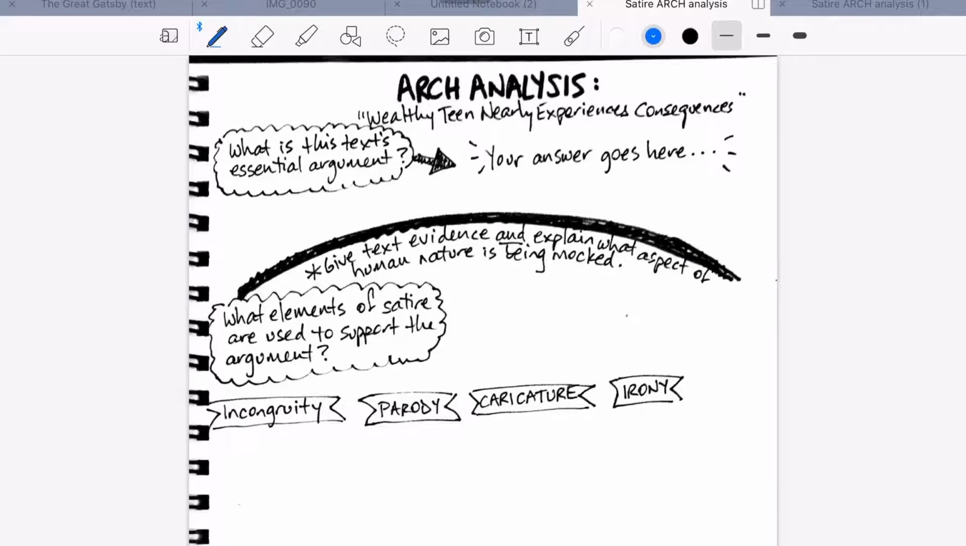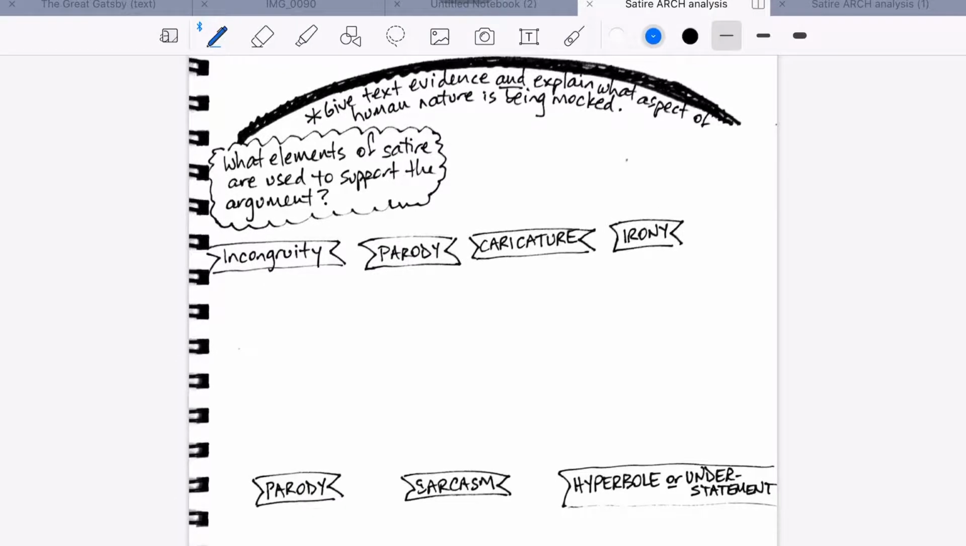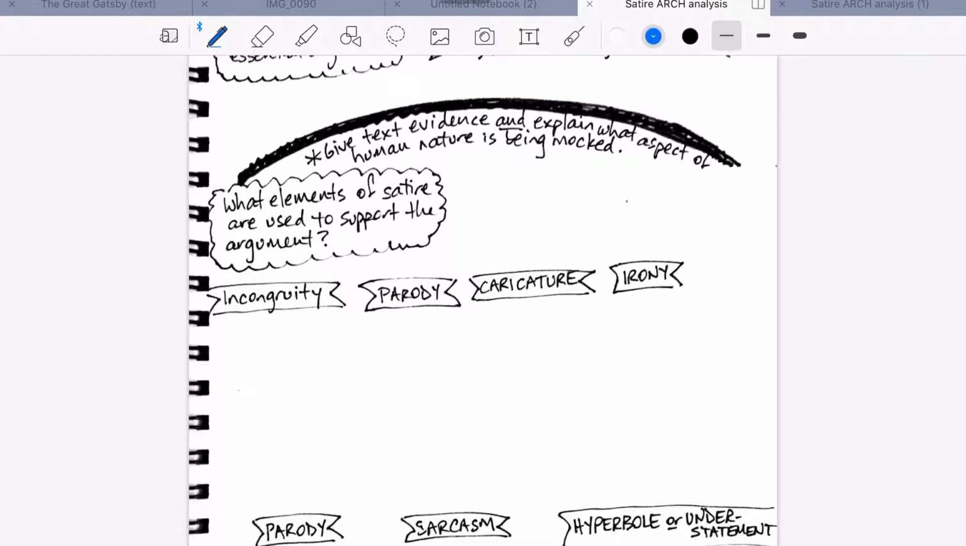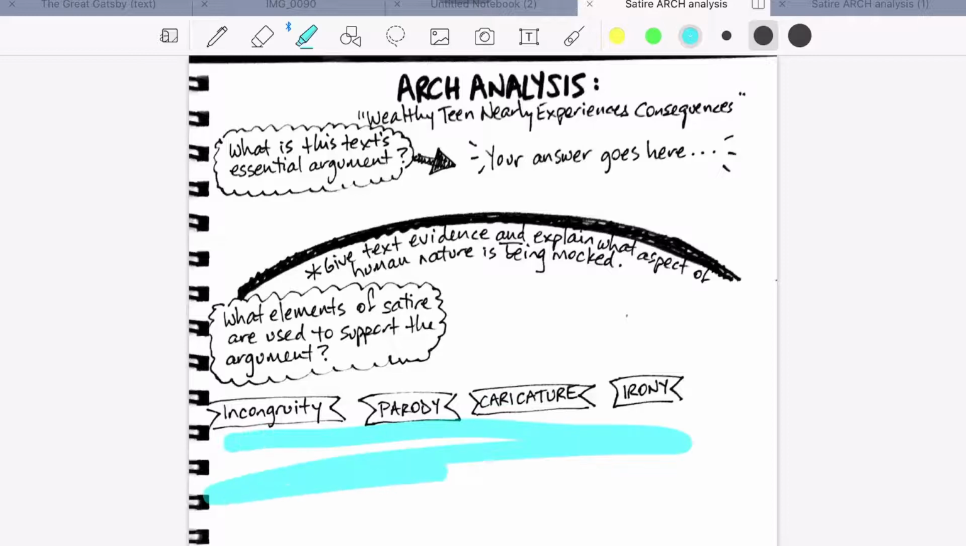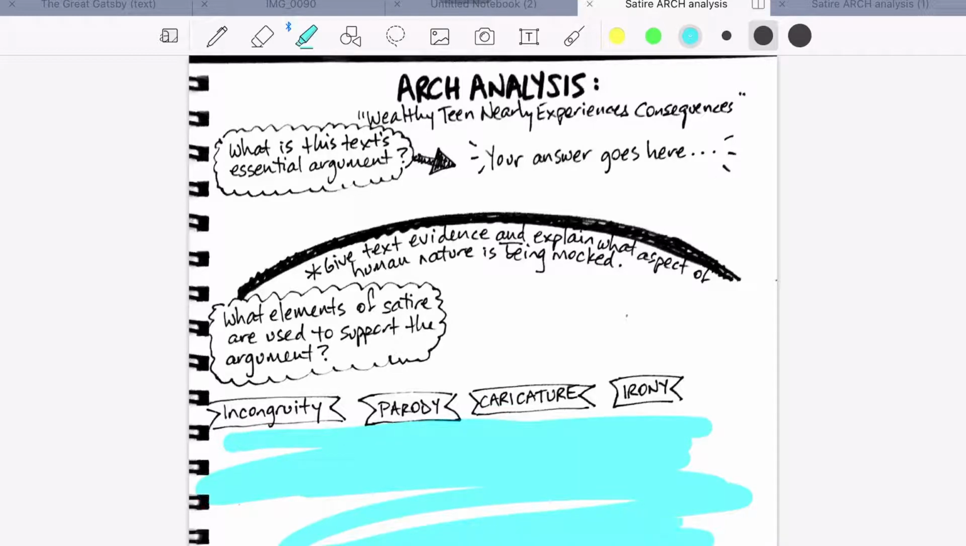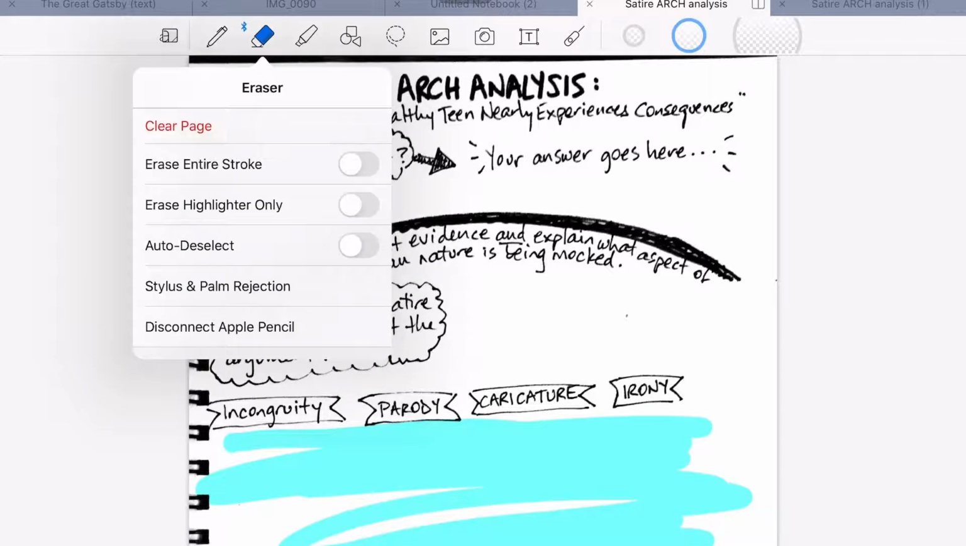Okay, let's take a moment and look at the advanced graphic organizer that I am asking you to use for this assignment. It is an Arch Analysis and can be used to analyze anything, any text. The way we're using it in this case is to break satire into its elements and understand how those individual elements, incongruity, caricature, irony, hyperbole, understatement, how the author uses all of those things below the arch in order to make the overall argument stand out. So basically, at the top of the arch, you have the author's purpose. What is the function of the text? Why is the text being written?